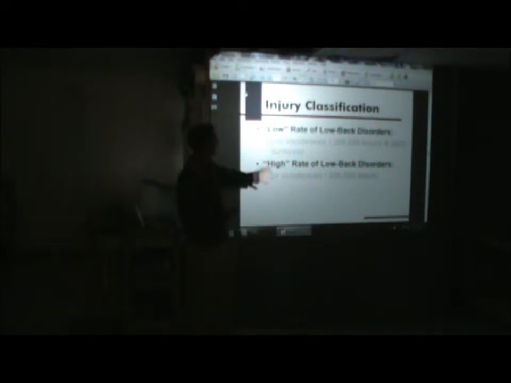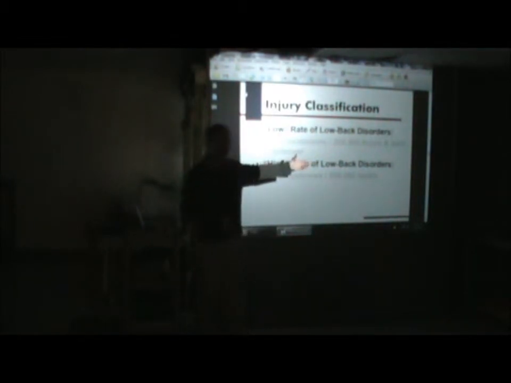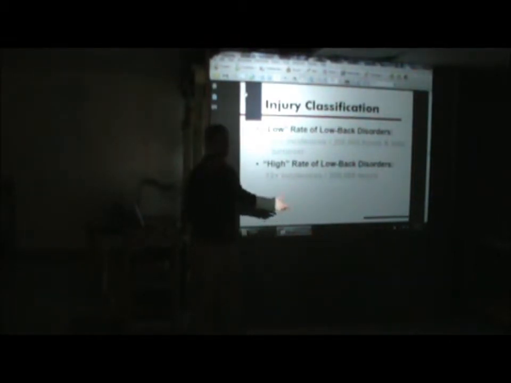Then they basically broke it up into low rate jobs and high rate jobs. Low rate was considered no low back disorder incidents over 100 employees over a year, which is essentially 200,000 man hours. Okay. So that was their category for low rate, and then high rate was 12 or more low back disorder incidents over 100 employees working for a year.